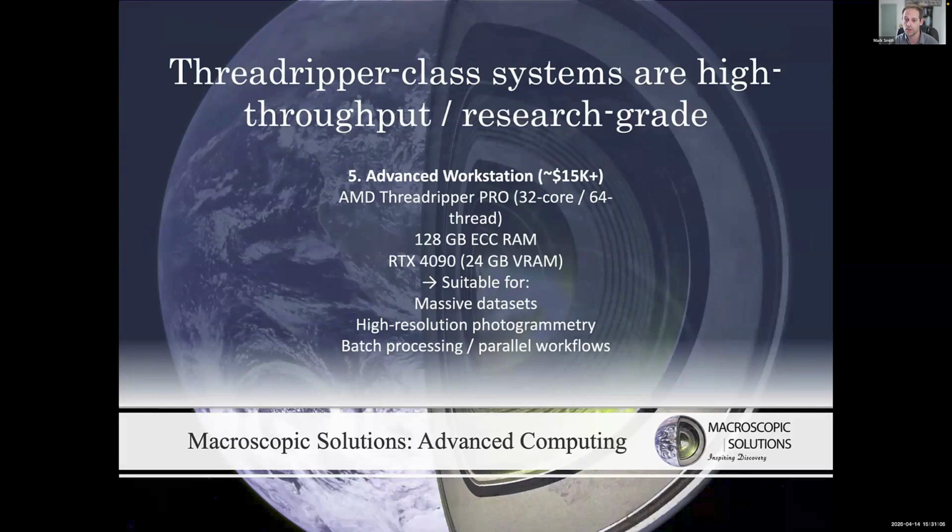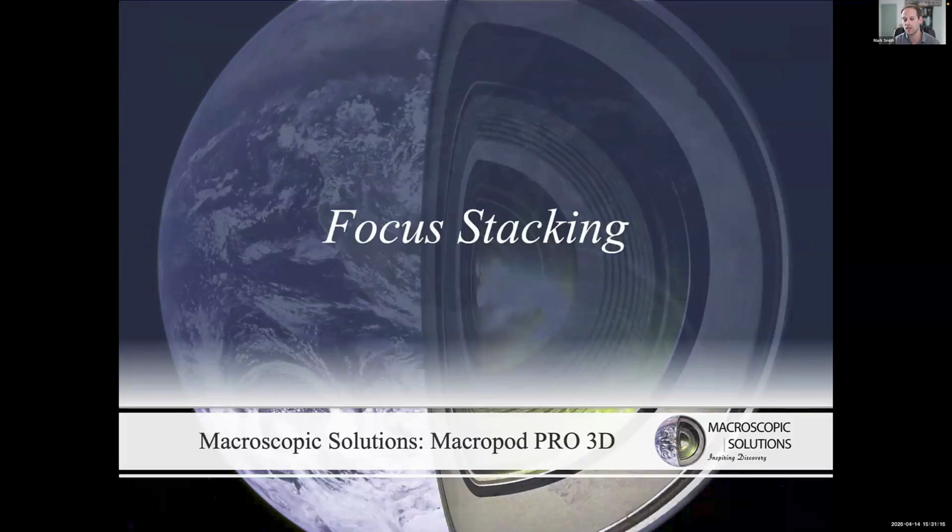And then what we usually recommend, if people can swing it, is the Threadripper class systems, which are high throughput research grade computers. This is the AMD Threadripper Pro. And you can see the specs here, but that's going to be a workstation package around 15,000 when you put it together. So just to give you an idea of some of the computing requirements you need for really efficient 3D modeling.